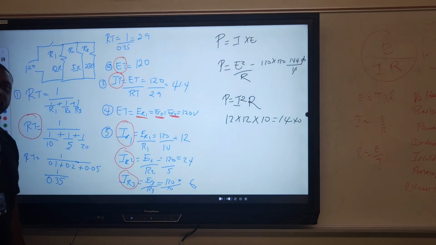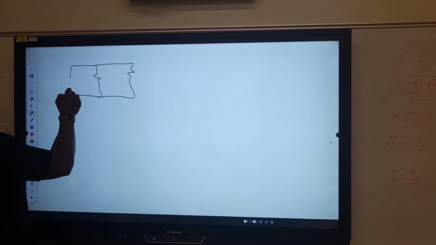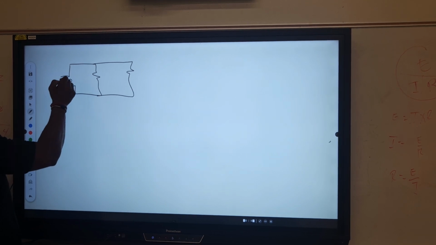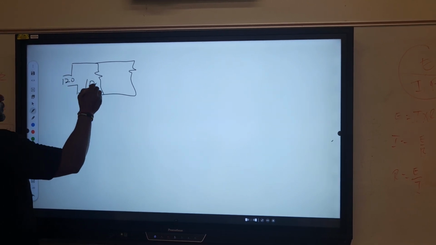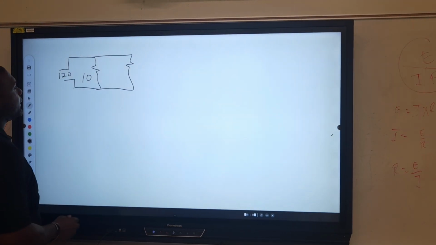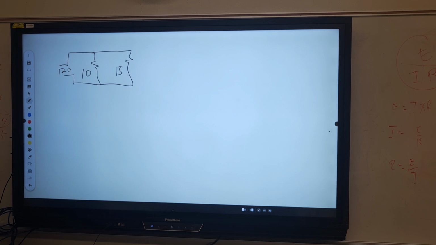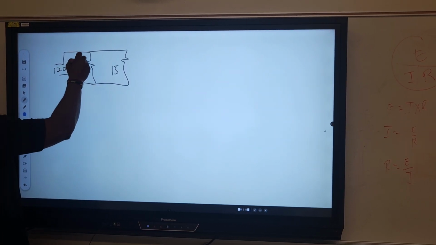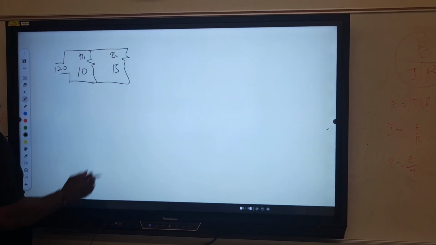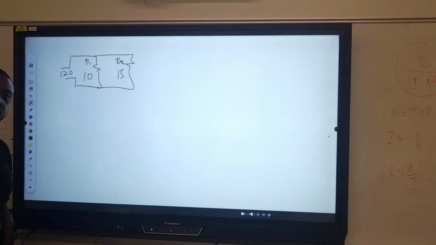Any questions? Now a circuit that has two loads, right? Again, I'm not going to solve the entire circuit. So this one is 10, and this one is 15, right? And we want to find the RT. We'll call this R1, R2. So again, the first step is to find my total resistance.